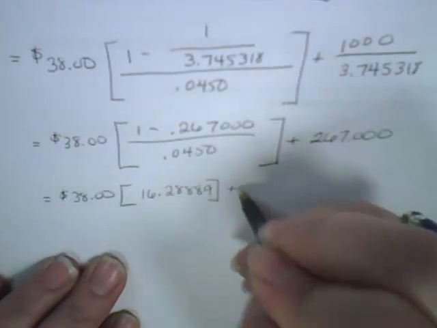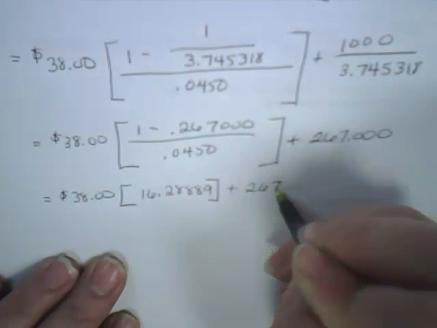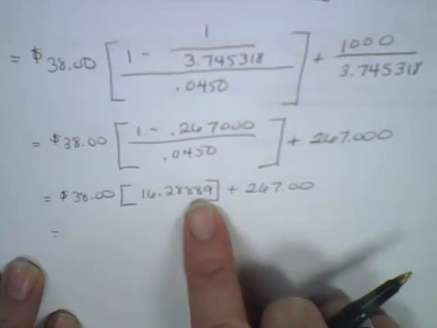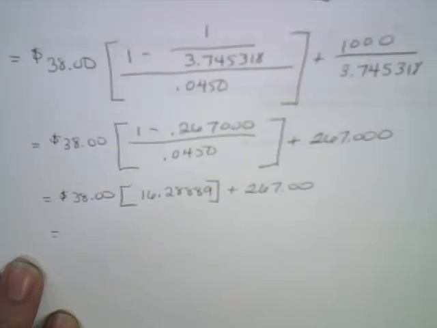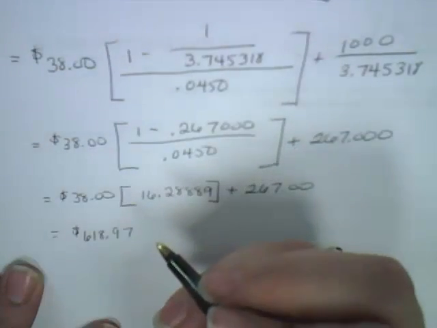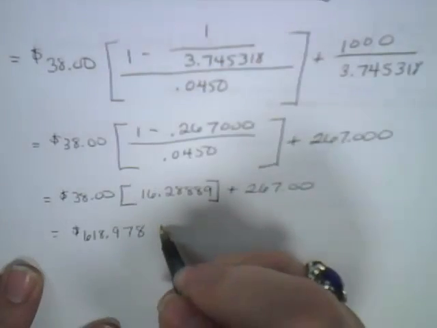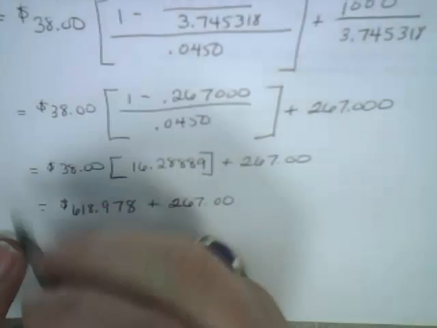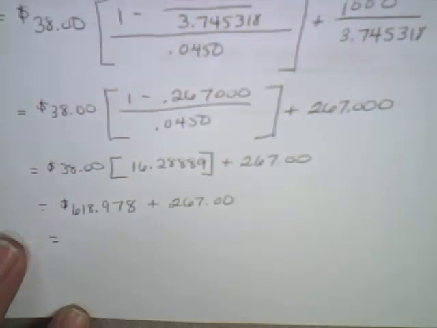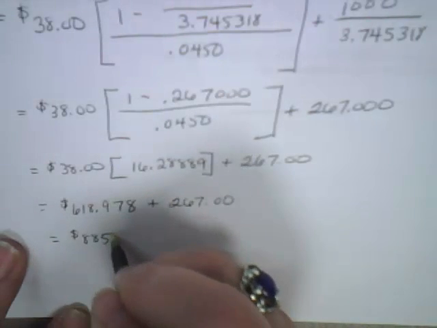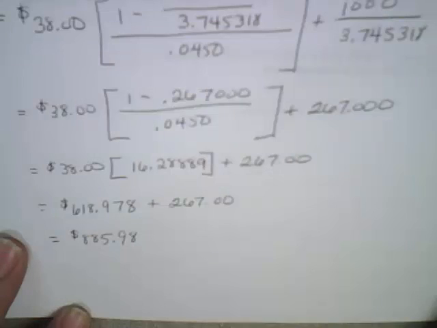We'll go ahead and add that plus the 267 that we already calculated. When we take that 16.28889 and we multiply it by 38, we're going to get $618.97. Okay, we're going to add that 267 to it, and our final answer to this problem will be $885.98.